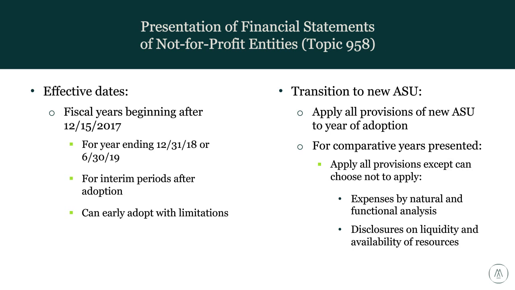When you're transitioning to this new ASU, you're going to want to apply all provisions of the new ASU in the year of adoption. And if you're presenting comparative financial statements, for those comparative years presented, you're going to apply all provisions, except you can choose not to apply expenses by natural and functional analysis and the disclosures on liquidity and availability of resources to those prior periods presented.